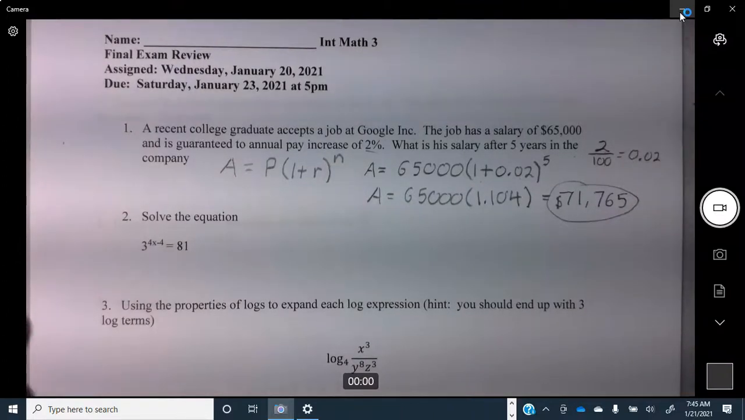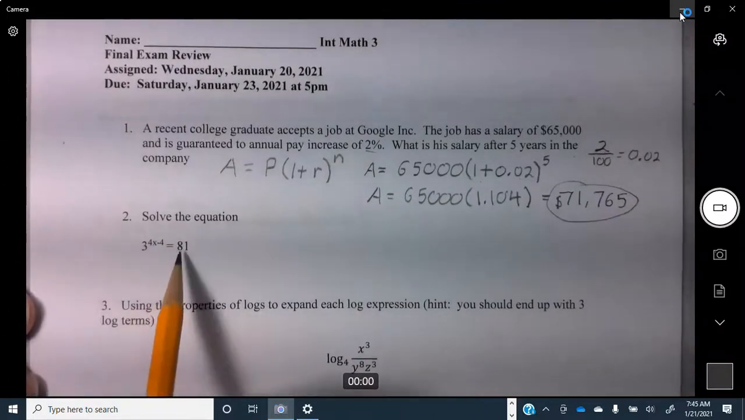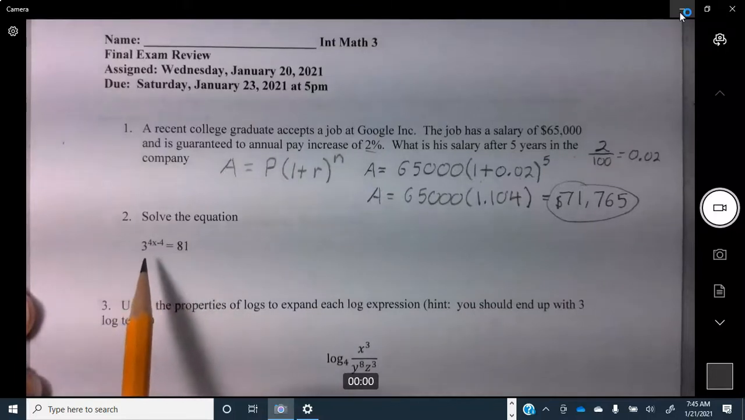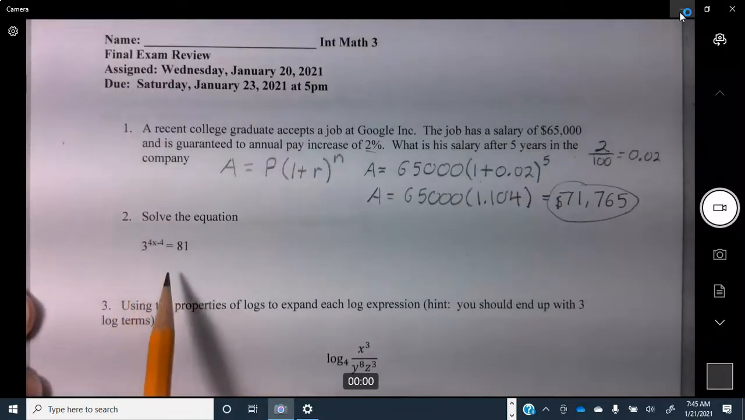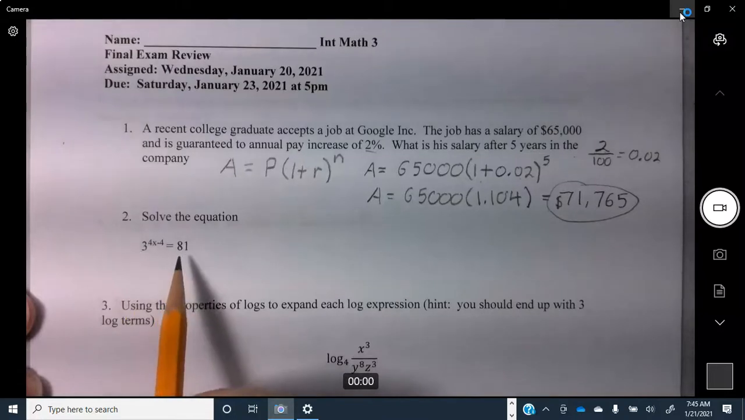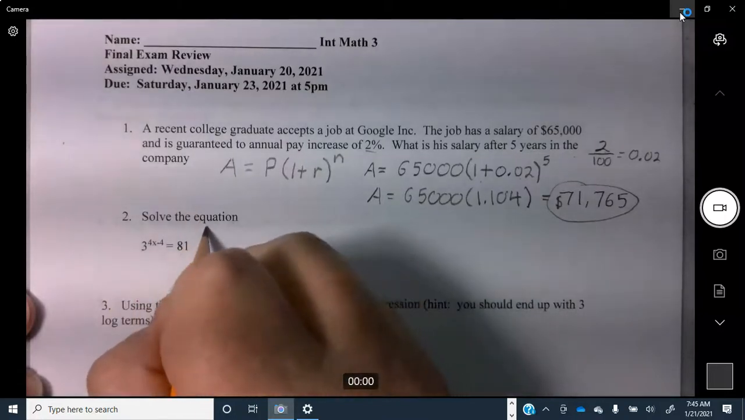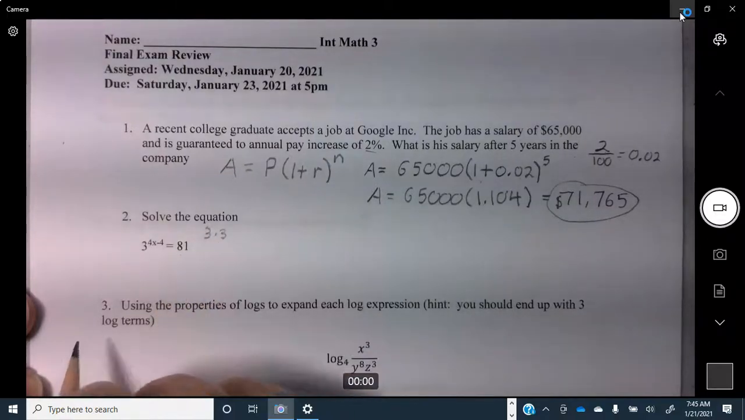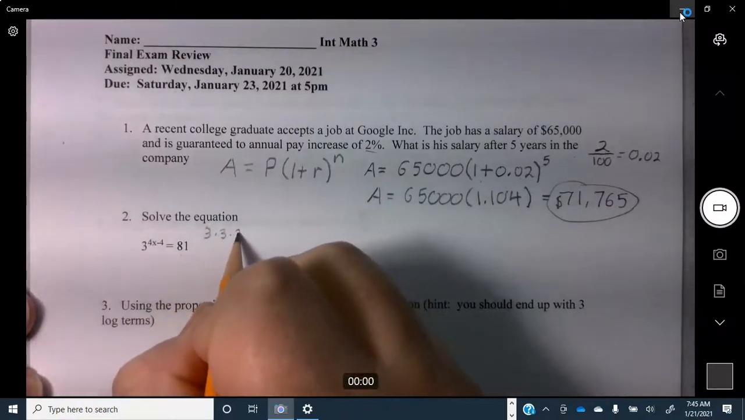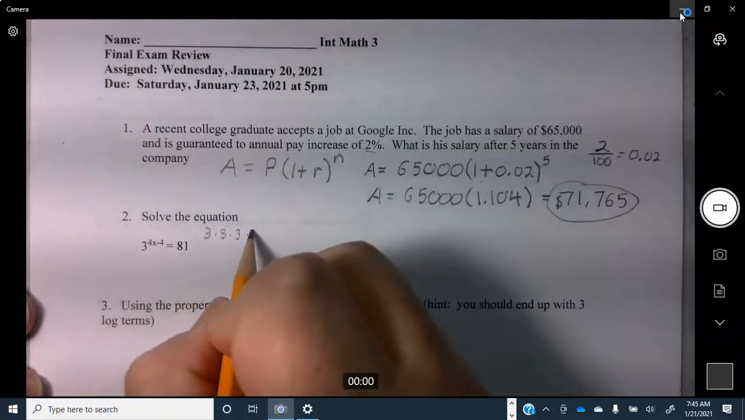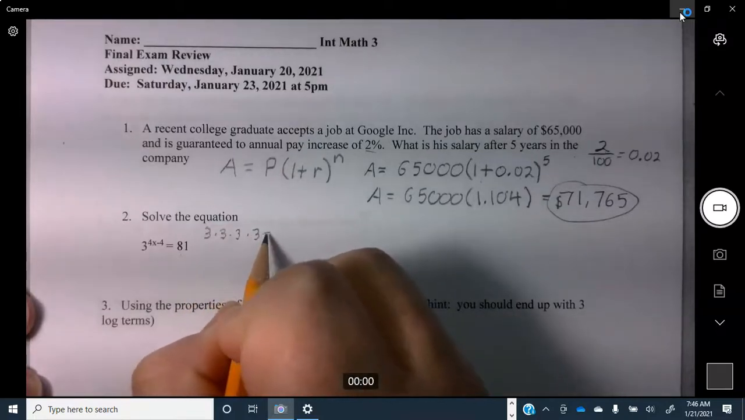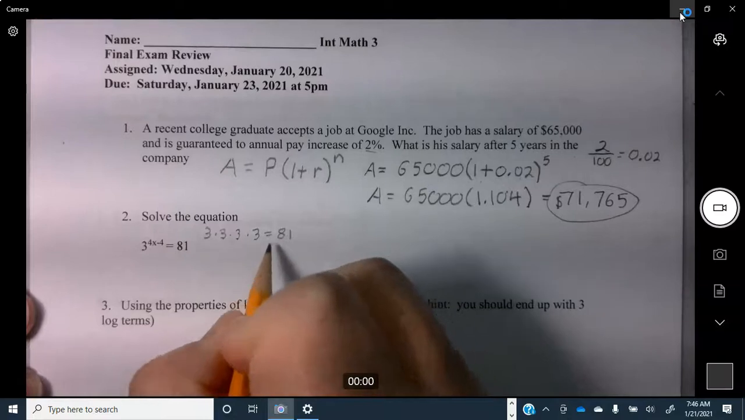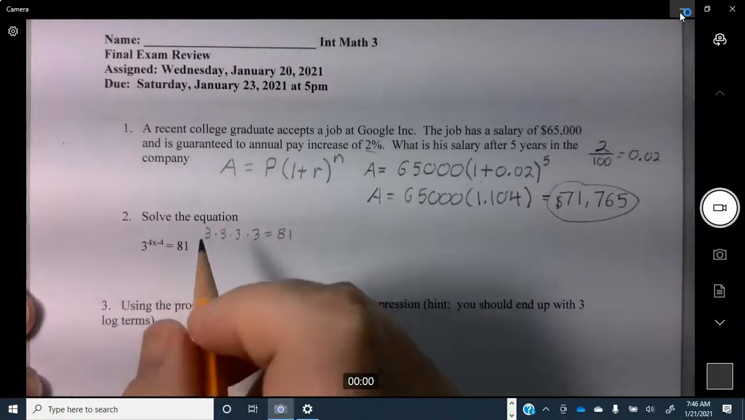All right, next one. This is a common base type of problem, so you want to have both of these with a base 3. So 81 is 3 to some power, and you don't know what it is, so you just start multiplying. 3 times 3 is 9, times 3 is 27, times 3 more is 81. You can just do that on your calculator. So it's 3 to the 1, 2, 3, 4, 3 to the 4th power.